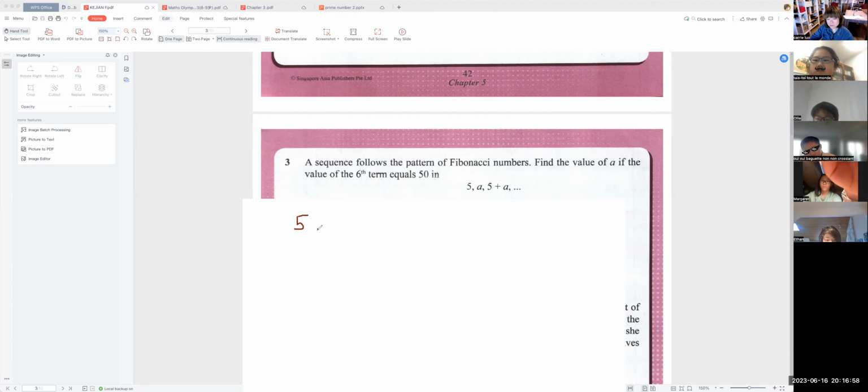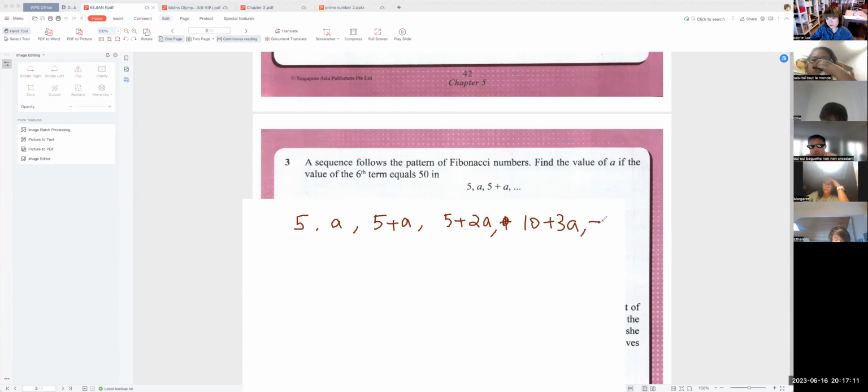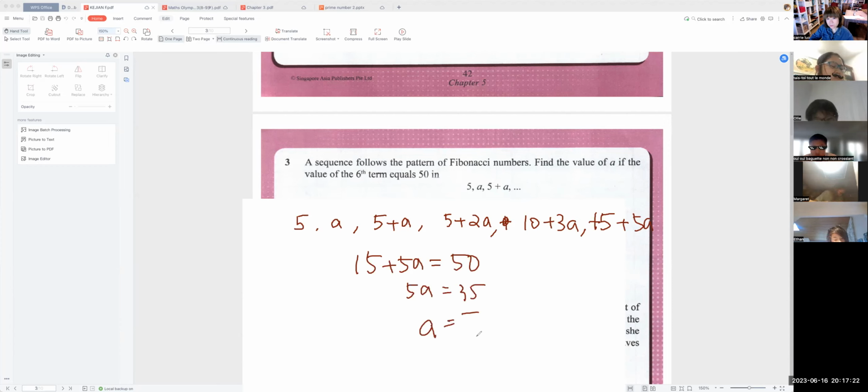The first one is 5, the second one is 8, and the third one is 5 plus 8, and the fourth one will be 5 plus 2a, and the fifth one will be 10 plus 3a, right? And the sixth one will be 15 plus 5a. So 15 plus 5a equals 50. So 5a equals 35. So a equals 7. Very good, everybody. I think this one is pretty easy, right? This one should be no problem at all, right?